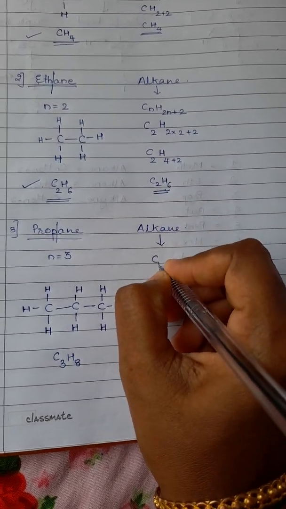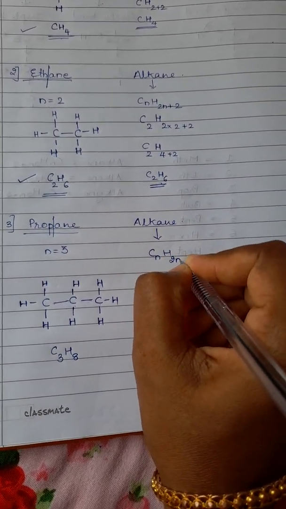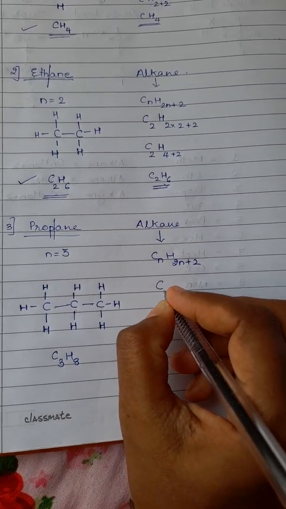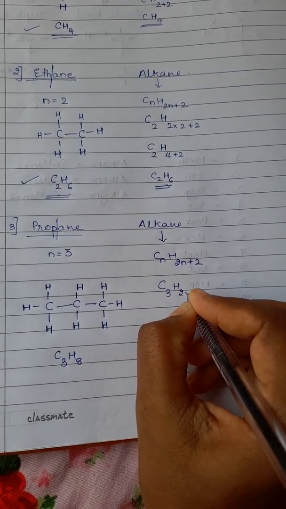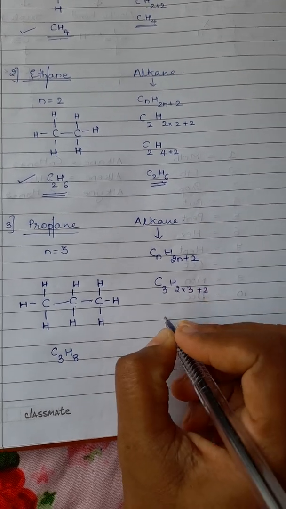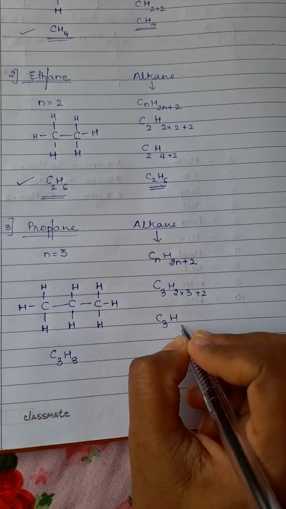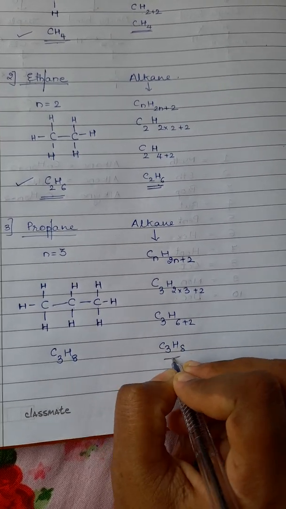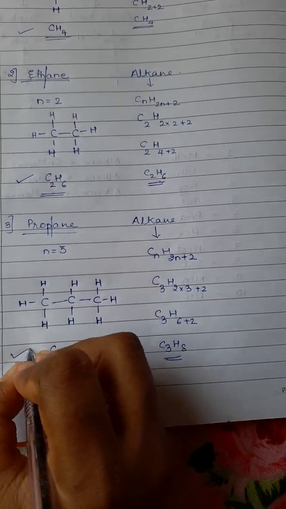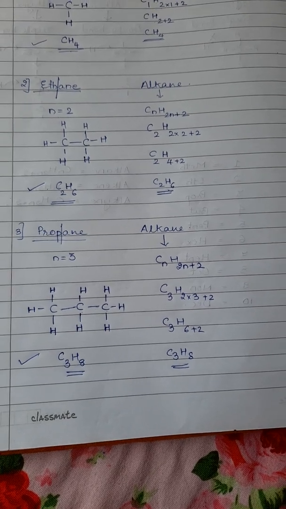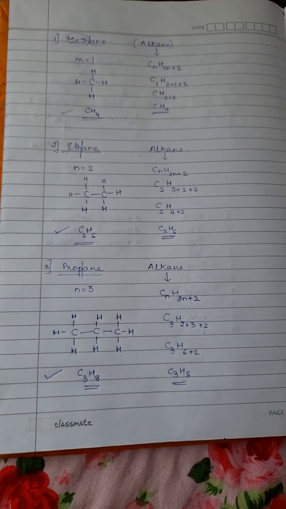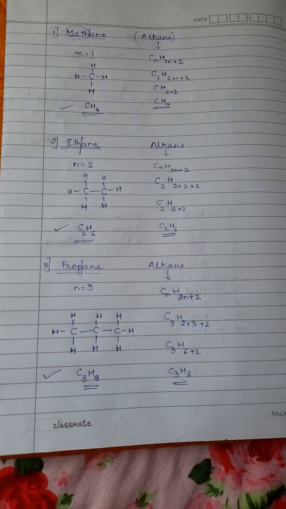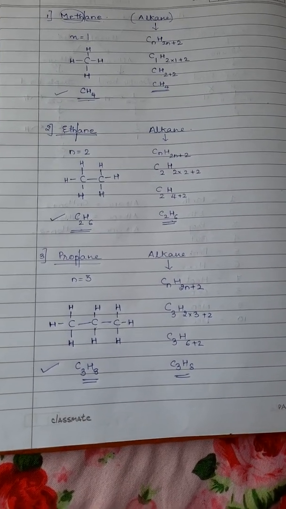So we have the formula CnH2n plus 2. Okay, substitute n as 3. C3H, 2 into 3 plus 2. C3H, 6 plus 2. C3H8. So C3H8 and C3H8, this is correct. So this is how you find out the formulas for any molecule which is being asked. I hope this is clear.